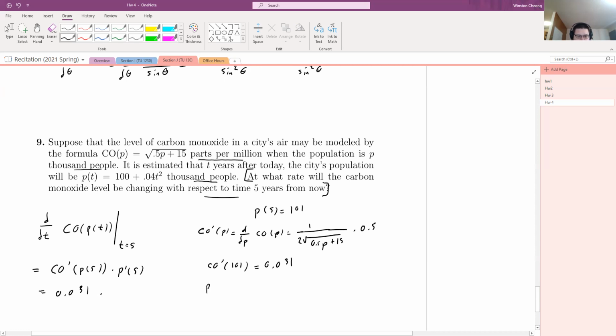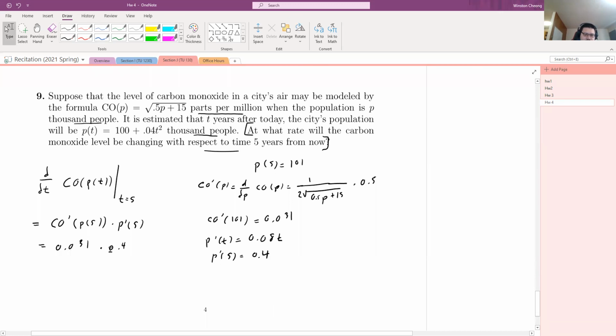So I need to take the derivative of the P function. And I will get 0.08t. And now we just plug in, what do we plug in? 5. We plug 5 into that. And this one you can do mentally, 0.4. Well, maybe you can do it mentally if you're alert. All right. And so we have a product of these two decimal values for our answer. And now we probably use a calculator for that. You can check that you'll get 0.0124.